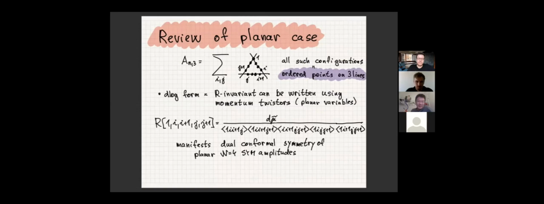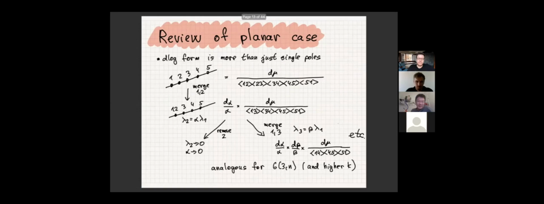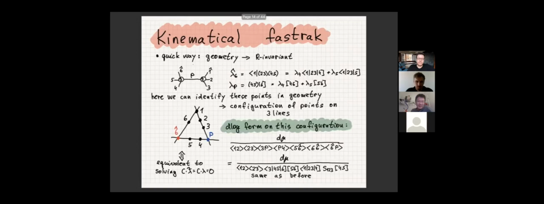any of these positive geometries in G3n, any of these cells, I just want to directly go to the form. This is a quick way to go to the form, because I can think about this geometry in the kinematical space as being 3 lines, and I know that all the poles would correspond to merging some points. So I basically write the Parke-Taylor factor for 3 lines, modulo cases when you cannot merge, like for example, in this case you cannot really merge 4 and 5 because there are only 2 points on the line.